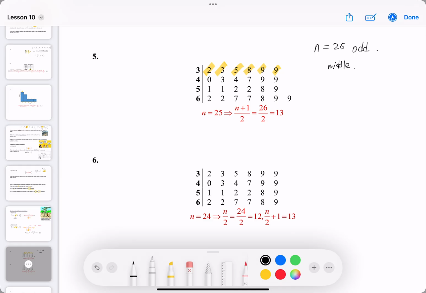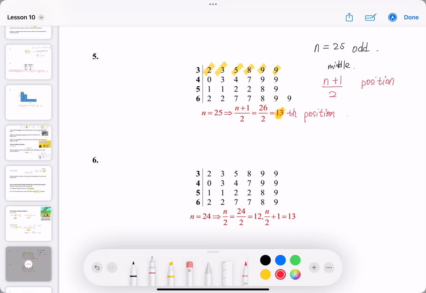We have learned the formula. The formula is n plus 1 over 2. And this is the position of my middle number, or we say that's the position of our median. So 25 plus 1 over 2 is 26 over 2, which is 13. The 13 here is a position. 13 here means the 13th position.